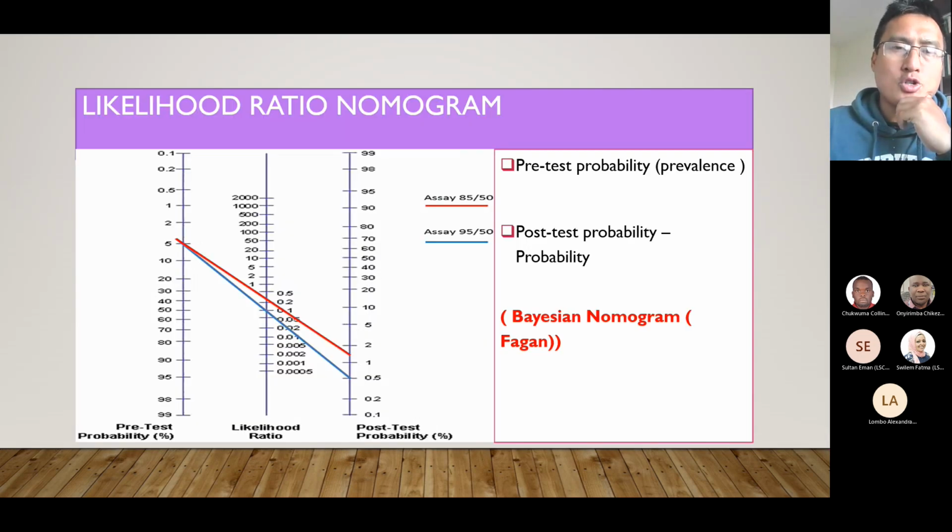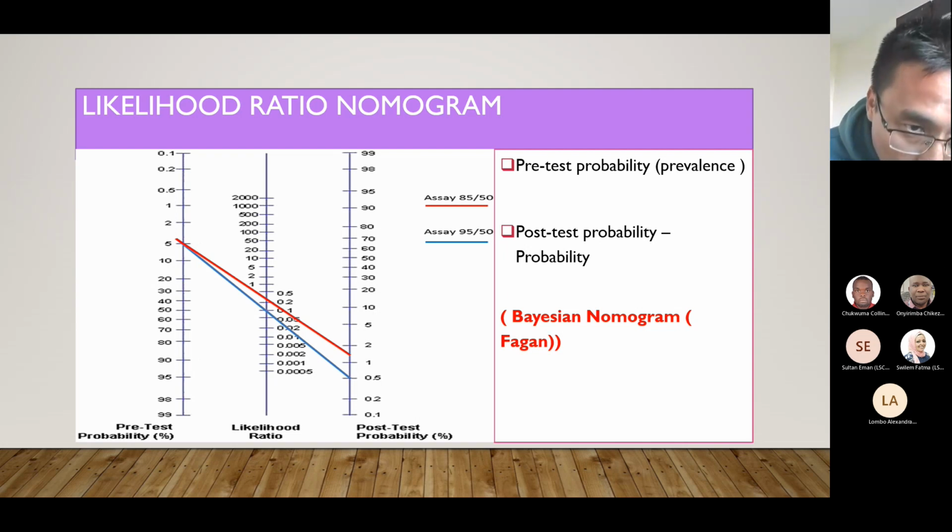So this diagram is called the likelihood ratio nomogram. This one is the pre-test probability, also known as prevalence. This is the post-test, and this is the likelihood ratio. Another term is the Bayesian nomogram, or Fagan nomogram. Also remember this one. In the exam, for example, they give you a pre-test probability of 5 and a likelihood ratio of 2.5 and ask you to calculate the post-test probability. So basically, you draw a line. Sometimes they might not give you the name, and they will ask you to name it. As long as you know the diagram, you know what to do.